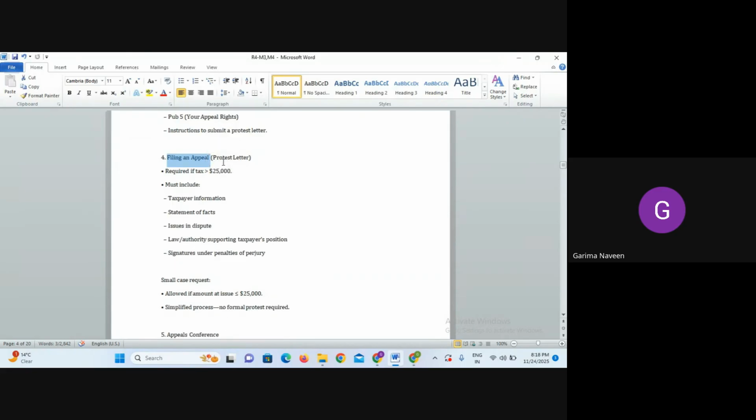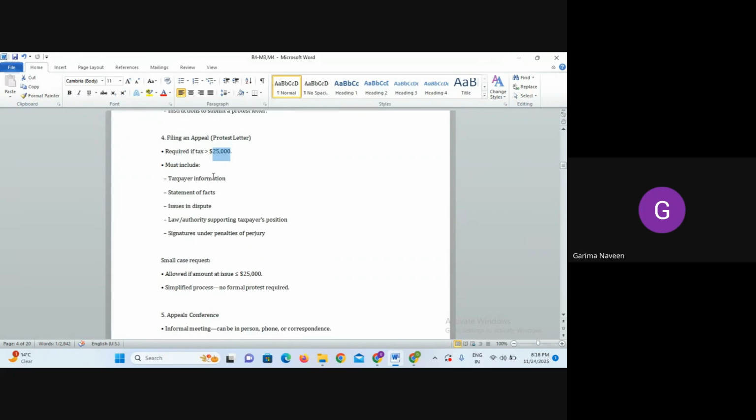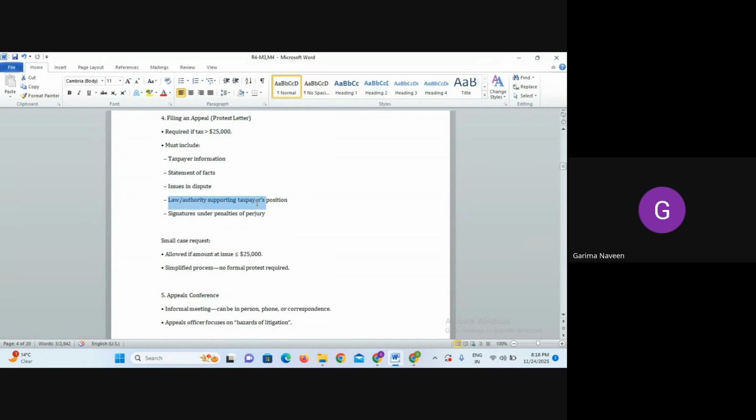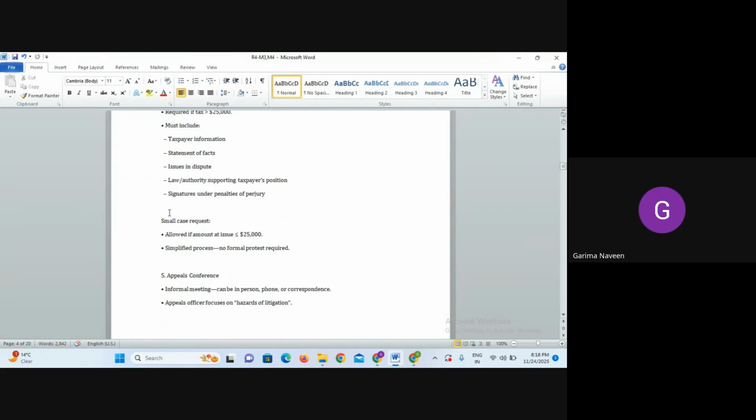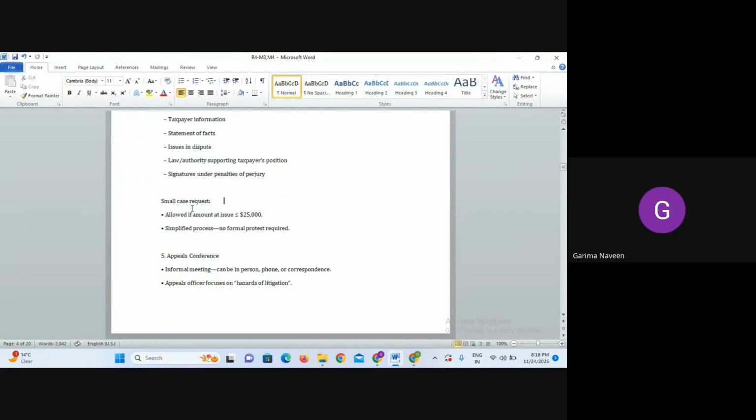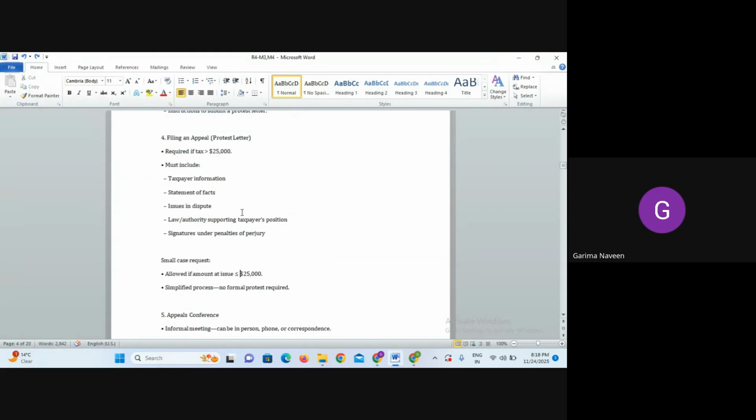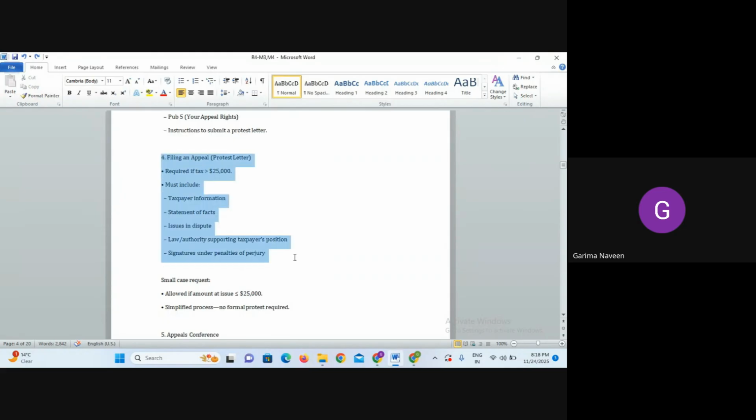Filing an appeal means a protest letter, basically. It is required if taxes are greater than $25,000, and it must include taxpayer information, a statement of facts, issues in dispute, and law or authority supporting the taxpayer's position, with signatures under penalties of perjury. A small case request means that if your tax liability is less than $25,000, it is a small case and has simplified processes, like no formal protest is required. So within 30 days, if you are filing for appeal, that is okay.